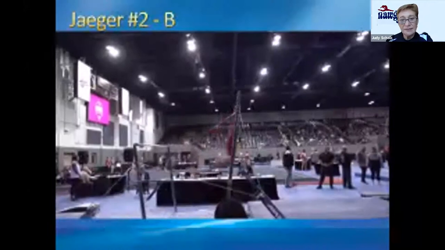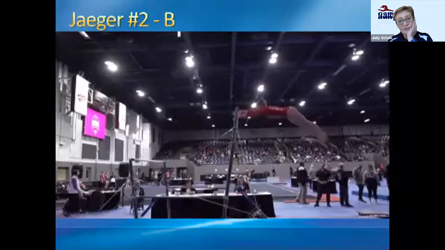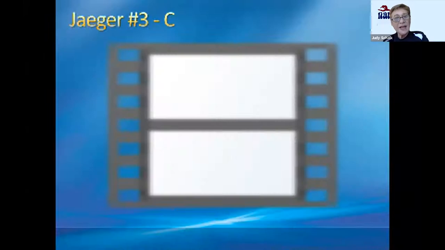Slight leg bend and weak drive of backswing. Adequate height and good rotation with backward extension. Catch with hips at high bar height. Foot form errors. And our C ranking.